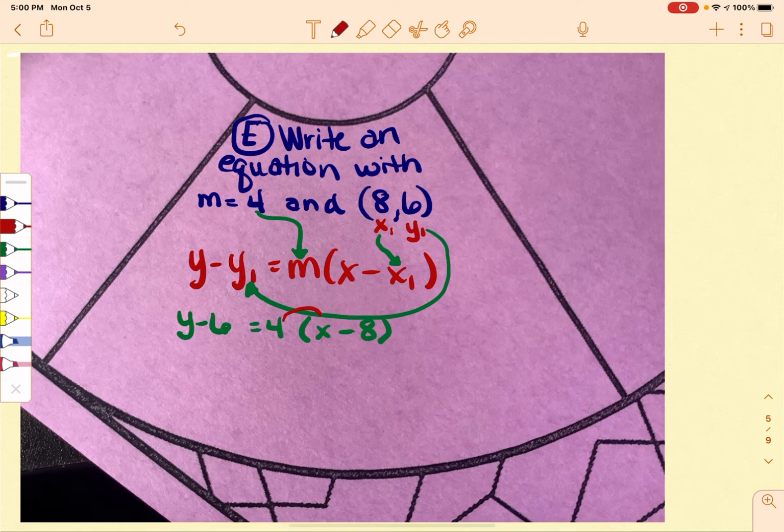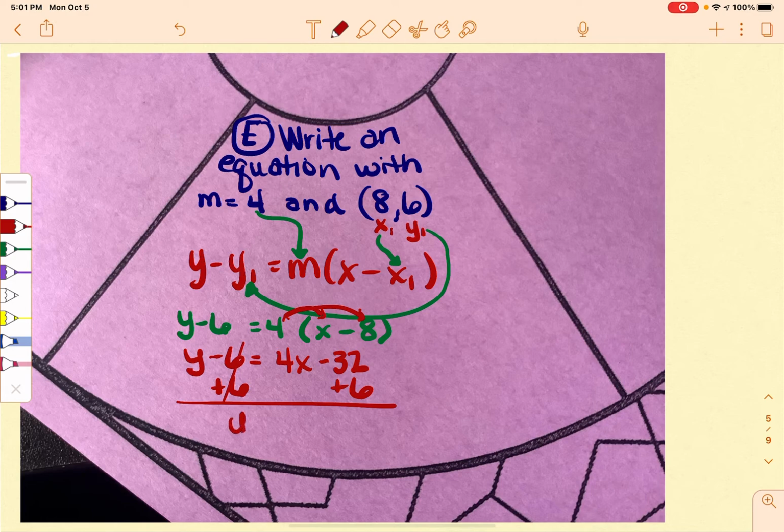So I'm going to distribute this 4 to both values to get rid of those parentheses. So 4 times x is 4x. 4 times negative 8 is negative 32. I have y minus 6. Now, to get it in y equals form, the only thing left to do is to move this 6. So the opposite of subtracting 6 is adding 6. So y equals 4x minus 26.